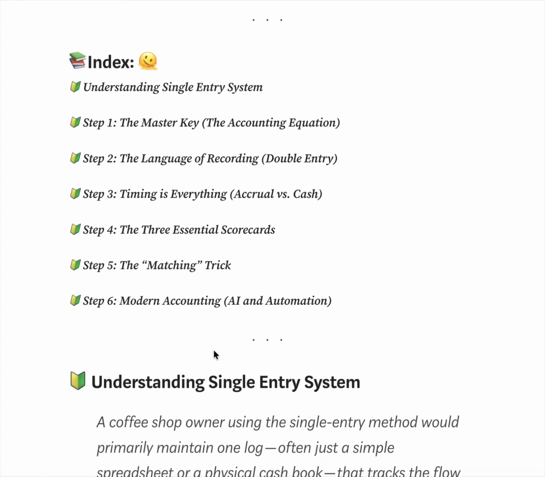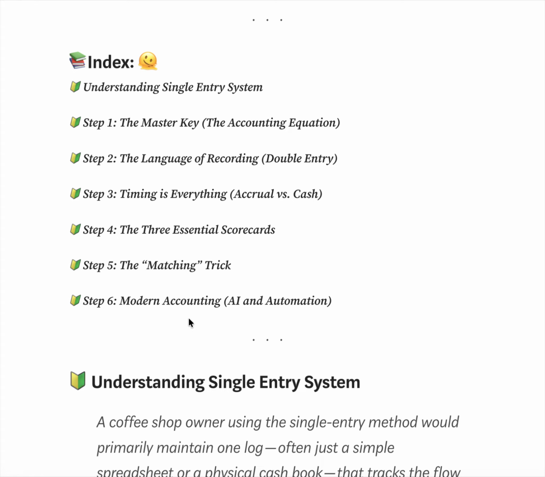Then we have the three essential scorecards: the income statement, or profit and loss statement, the balance sheet, and the cash flow statement. Then we will also learn about the matching trick.